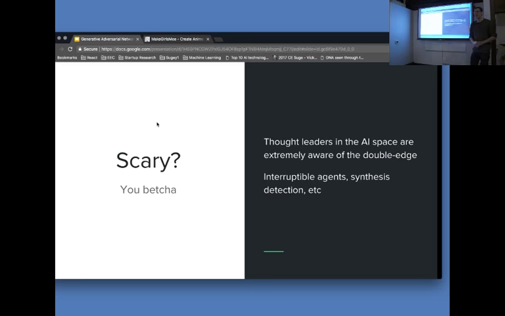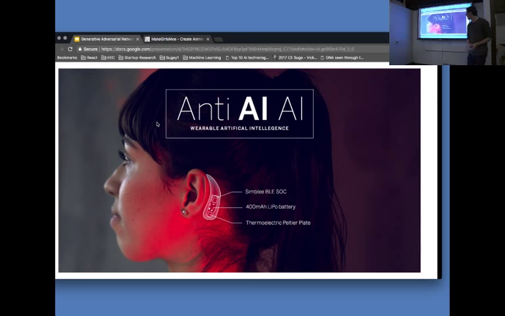Synthesis detection, so being able to say this is a fake image or not, is a huge, huge game that's coming into play now. And those are getting better and better all the time. Fortunately, with GANs, you can tell.